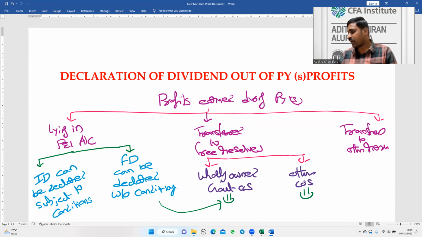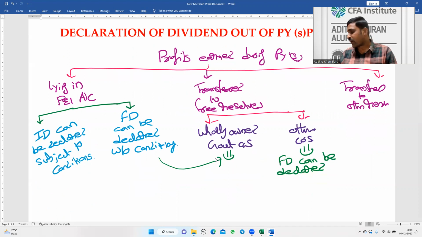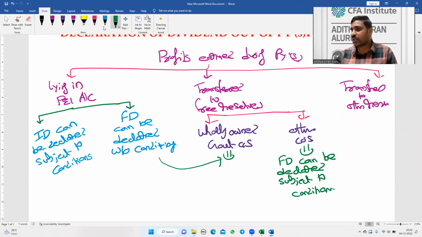Others, final dividend can be declared subject to conditions. Remember, interim dividend cannot be declared using free reserves. That is the important point we need to note down.